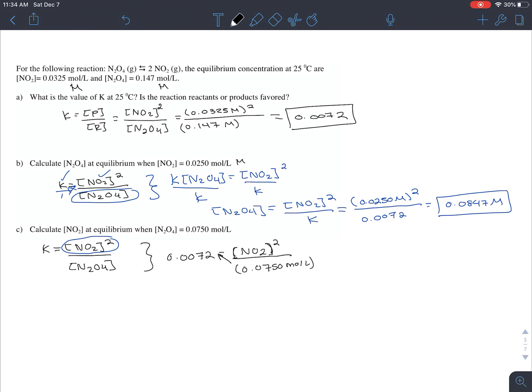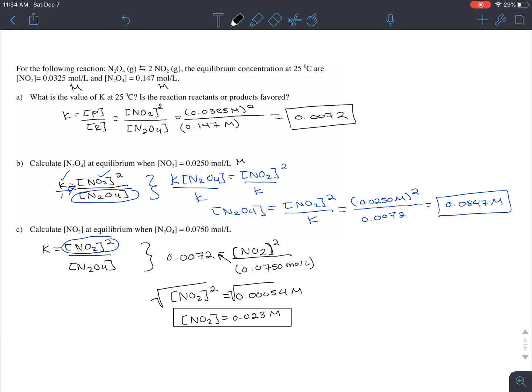Well, I can cross multiply, which will give me that the concentration of NO2 squared is equal to 0.00054. And then to get just the concentration of NO2, I have to take the square root, and I get that the concentration of NO2 is equal to 0.023 M. And that is my answer.